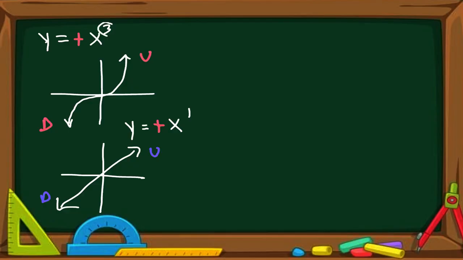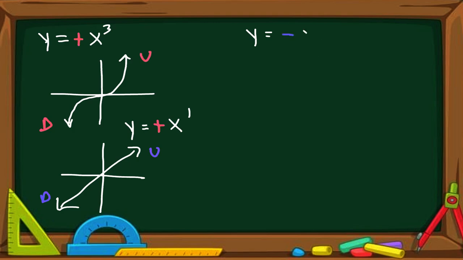So anytime the exponent is odd, the end behavior is going to alternate. It's going to be either down, up or up, down. If the leading coefficient is positive, it's going to go from down to up, so it's going to be increasing.